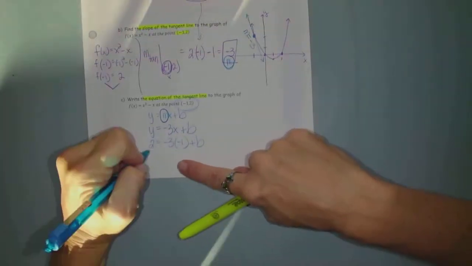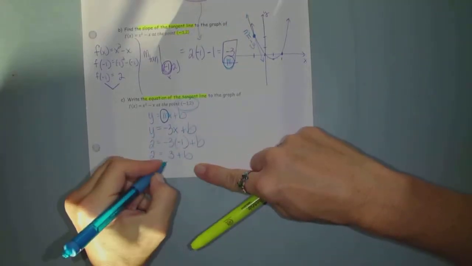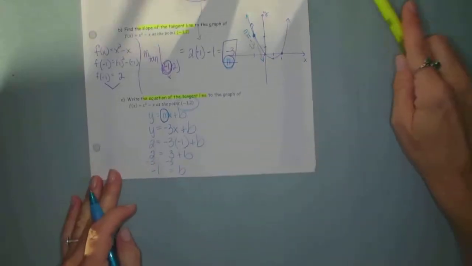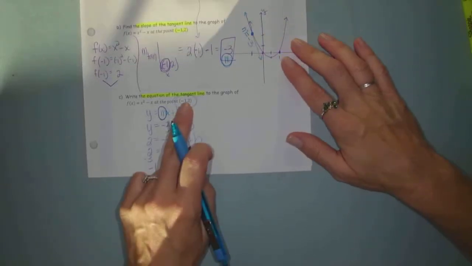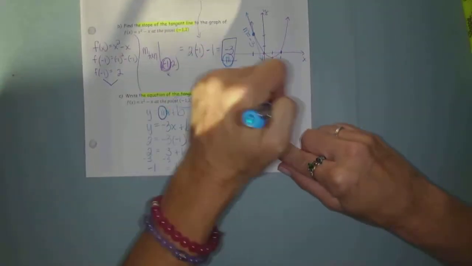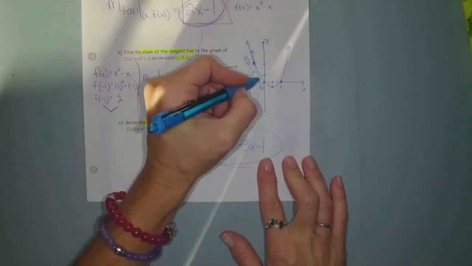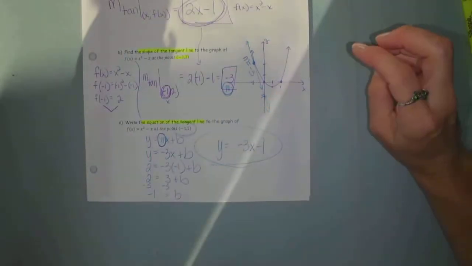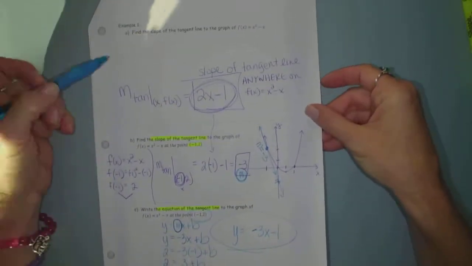And when I solve that for b, this is going to give me a positive 3 plus b. And when I subtract 3 from both sides, I get b equals -1. So my final equation for the tangent line to the curve at this point is going to be y equals -3x minus 1. And again, you can see that that -1 y-intercept seems reasonable. If I extended this line a little further, it would look to be crossing the y-axis at an intercept of approximately -1.